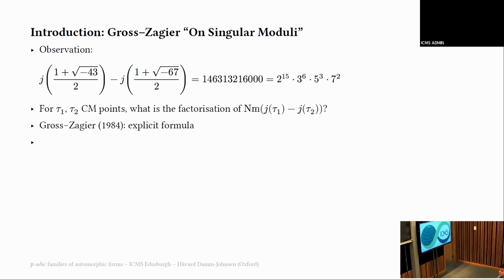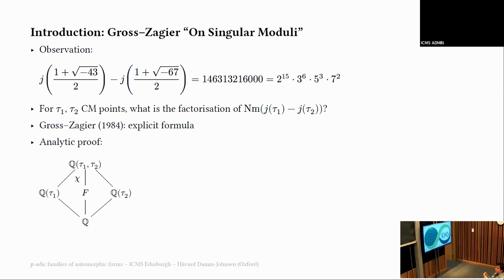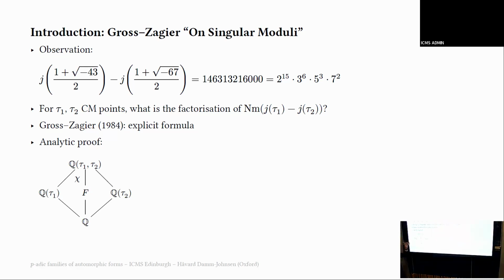They gave two proofs of this. One of them was an algebraic proof, which used CM theory, and the other one was purely analytic. I want to describe the analytic proof because that's the one we're going to generalize, or adapt to a different setting. So what's going on here? First of all, you have two imaginary quadratic fields coming from tau 1 and tau 2. The composite is a biquadratic field, which contains a real quadratic field F. And this biquadratic field determines a genus character chi of F.